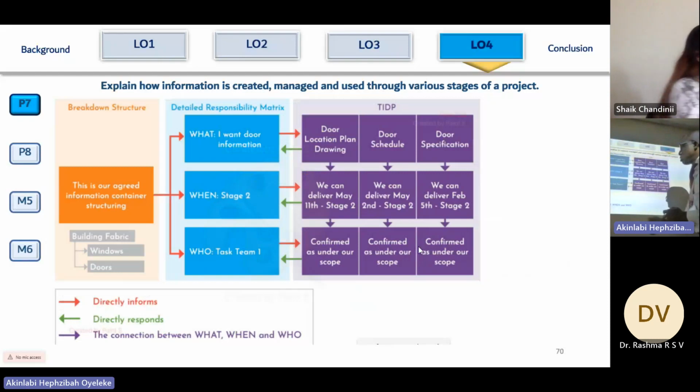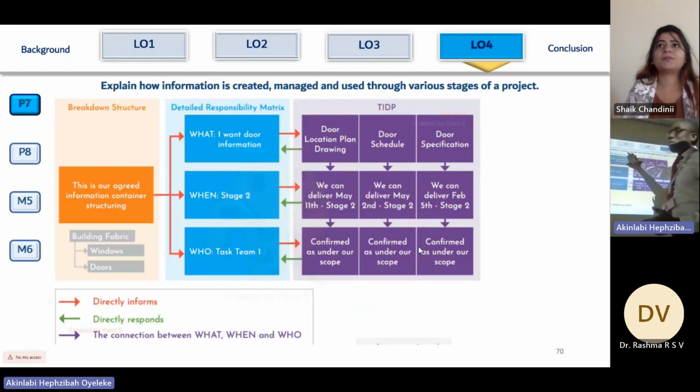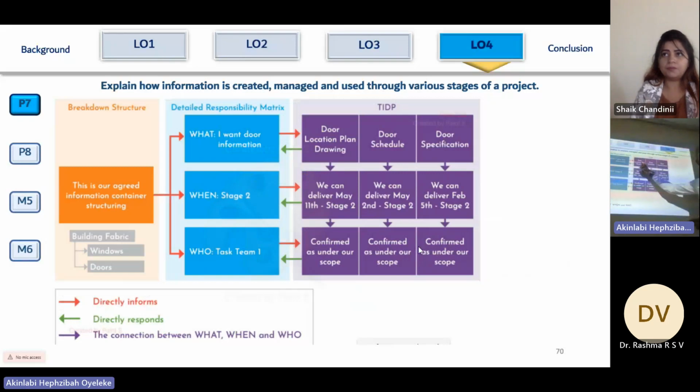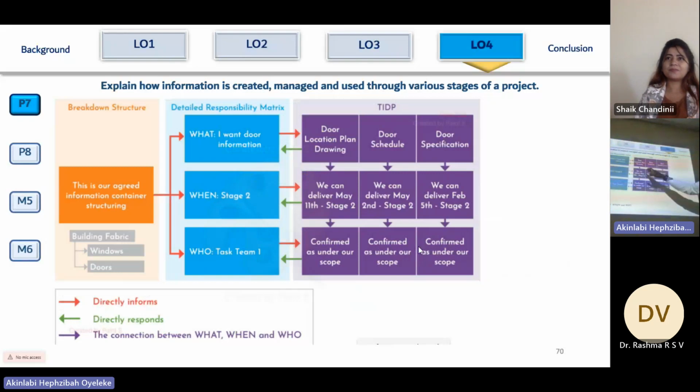As I mentioned just now, the information container will specify, oh, I want a door. It's going to talk about the location, the door type, and the door specification. When, at what stage do we want this door to be delivered? This is where we can deliver the door. This is the earliest time that the door can be delivered. This is the latest time that the door should be delivered without causing a delay.